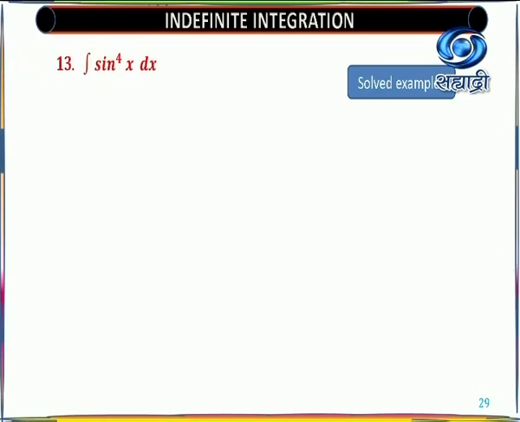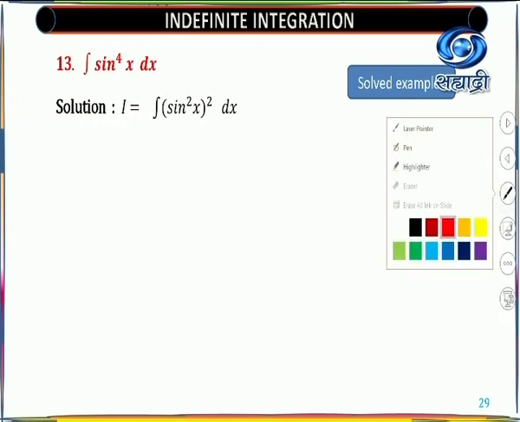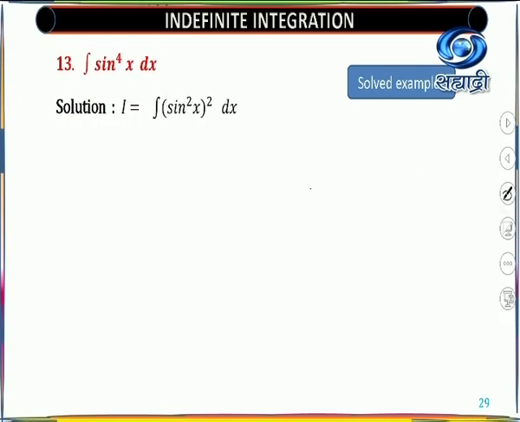We'll start with the next example, that is example 13: integral of sin raised to 4 x dx. Now we'll use an identity. For the fourth power there is no trigonometric identity. That means we are going to split it into the second power. That is, sin raised to 4 we are able to write as sin square x, bracket square.